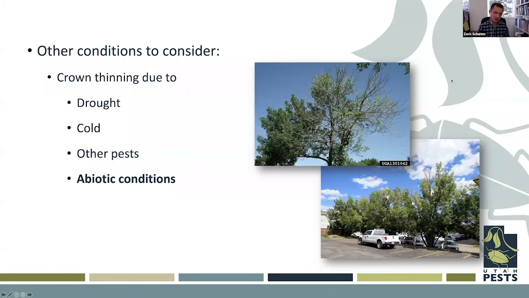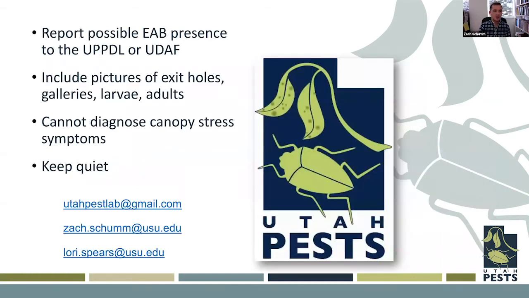So that's going to take us into, you don't want to manage for emerald ash borer unless you actually confirm it, right? So again, if you do see these symptoms and you see D-shaped exit holes and you see these random meandering galleries, please report that to the Utah Plant Pest Diagnostic Lab or to the Utah Department of Agriculture and Food. Include pictures of everything you can. And you cannot just look at the canopy stress symptoms and diagnose that as emerald ash borer. Odds are, again, it's probably something else.